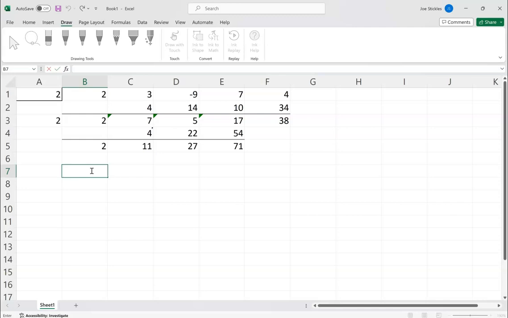Just put your cursor right below the key and hit enter. There it is. Cool. I'm highlighting this part right here, because that's the computational part. Copy. And then just come right below it and hit paste. That's good.